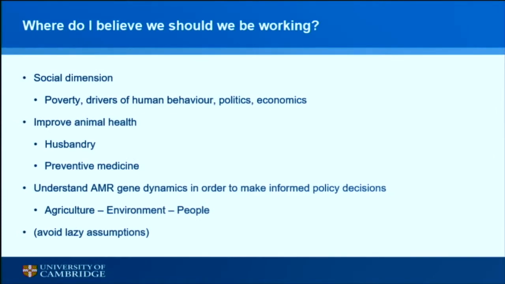And so what do I think we should be working on? We should concentrate on the social dimension, as has been done in recent funding in India. If we improve animal health, we won't have so many ill animals, we won't be using so much antibiotic, and we need to understand AMR gene dynamics within individual species, within populations, within mobile genetic elements. It is very, very complex, not a simple answer. And finally, we need to avoid lazy assumptions, which I think is easy to fall into with such a broad topic.